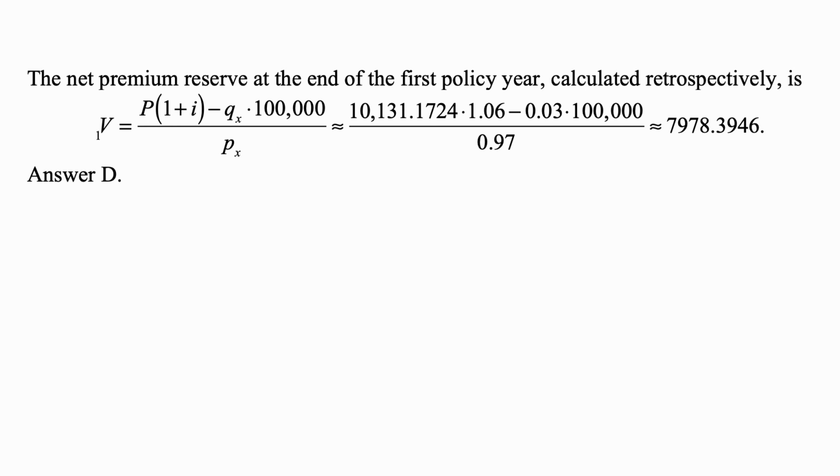And we plug in the numbers that we have, so this is 10,131.1724 times 1.06 minus 0.03 times 100,000, divided by 0.97. 0.97 is 1 minus 0.03, and q_x is given as 0.03. And then we calculate this is approximately equal to 7,978.3946, which is answer D.